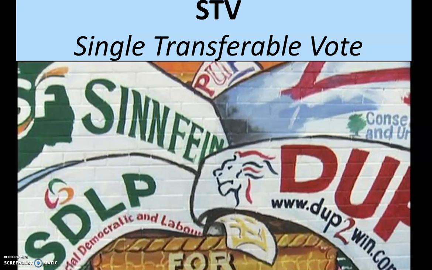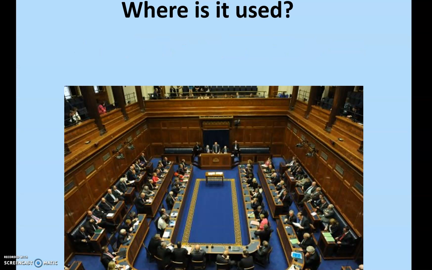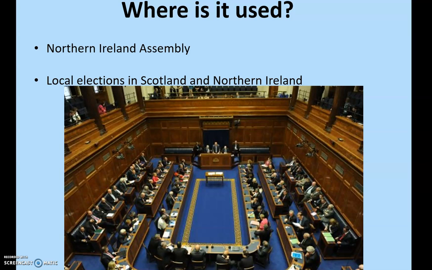Okay then, so this session now is going to be looking at another voting system used in the UK. It's the final one we'll be looking at, which is known as the Single Transferable Vote, or STV for short. So, first of all, this system is used in Northern Ireland for electing the Northern Ireland Assembly. It's also used for local government elections in Scotland and in Northern Ireland. And there's a picture of the Northern Ireland Assembly.